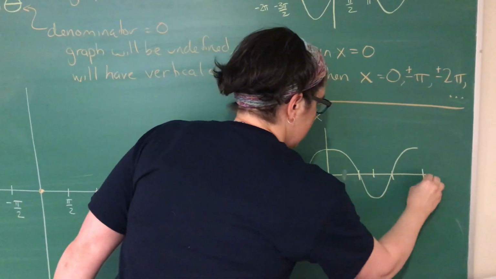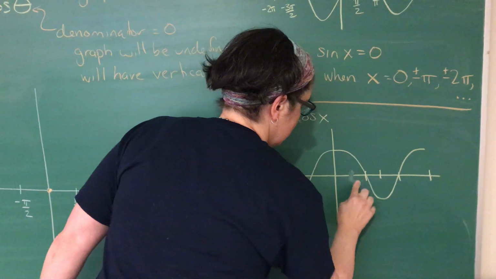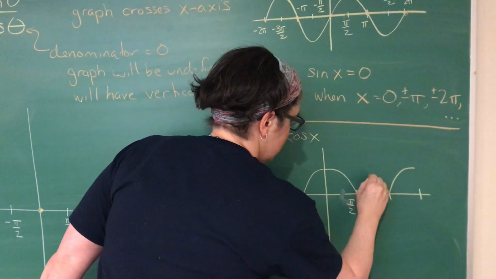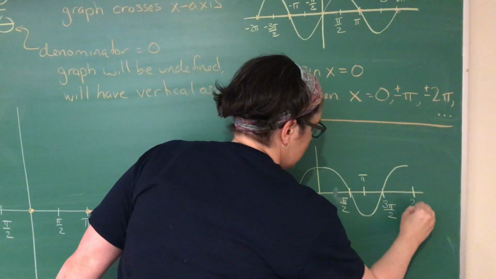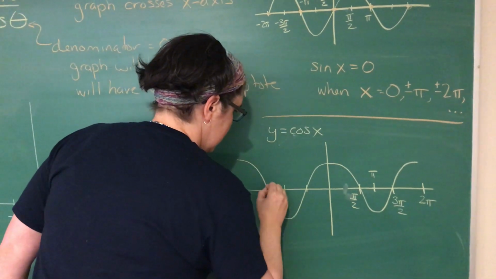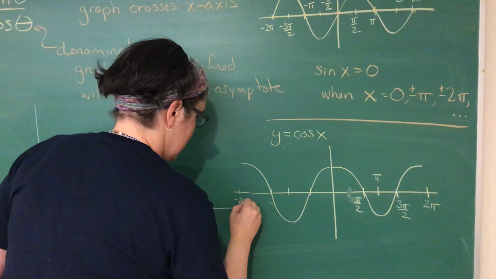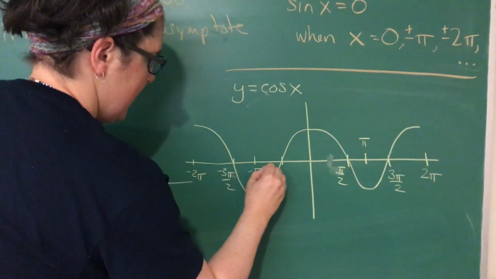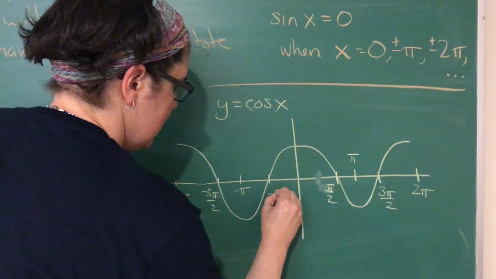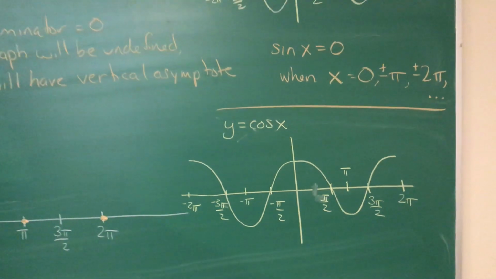And I'm going to mark all the important features again. Pi over 2, pi, 3 pi over 2, and 2 pi. And over here on the left, all of the negative versions, negative 2 pi, negative 3 pi over 2, negative pi, and negative pi over 2. So here's a picture of our cosine function.